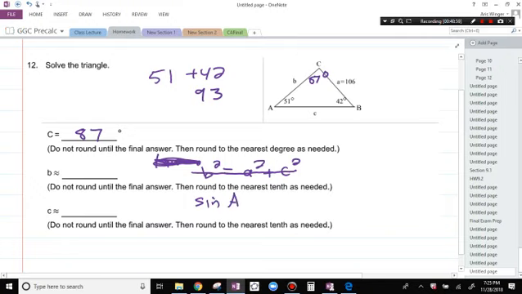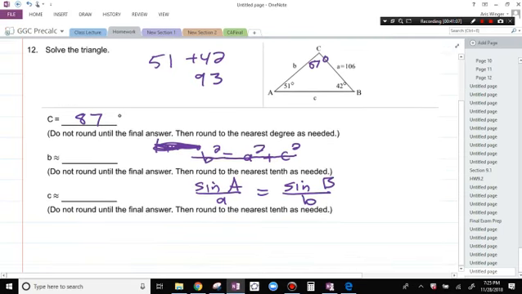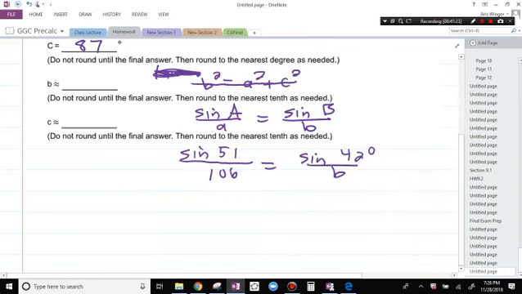The sine of capital A over little a is equal to the sine of capital B over little b. You have all those things except for little b. Capital A is 51. Sine of 51 degrees all over, we'll put your calculators in degrees, all over 106 equals the sine of 42 over little b. Little b is equal to 106 times the sine of 42 degrees, all over the sine of 51 degrees.